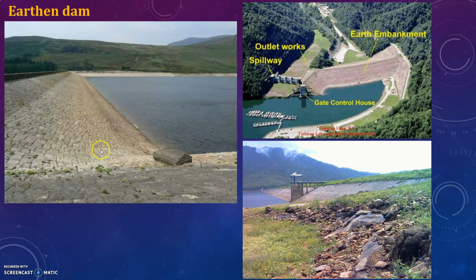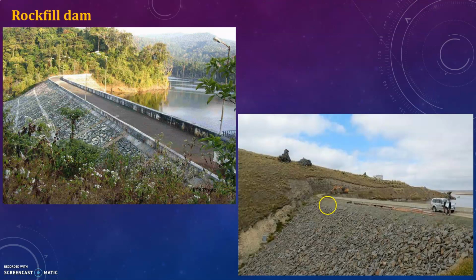Earthen dam, it's mainly made up of soil or rock, locally available materials. Rockfill dam, mainly made up of rocks. You can see here.